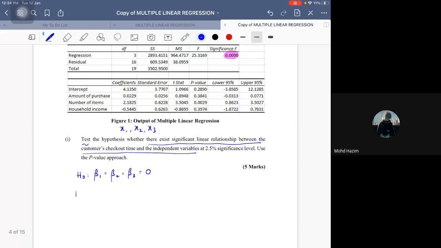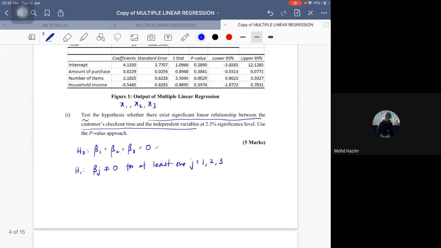And the alternative is that beta j is not equal to 0. So one of them is not equal to 0, for at least one j. I have 3 variables, so my j is going to equal 1, 2, and 3, referring to what you have at the top right here. So that is going to be the hypothesis. Or if you find it confusing and you don't want to make mistakes in terms of writing the value of j and how many betas there are, you can write that in terms of words. Null: none of the independent variables is related to the dependent variable. Alternative: at least one independent variable is related to the dependent variable.